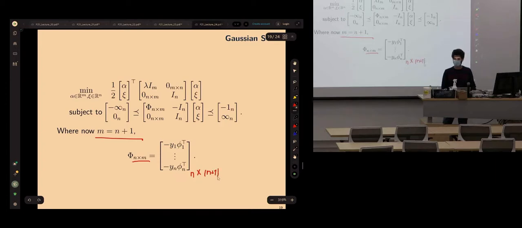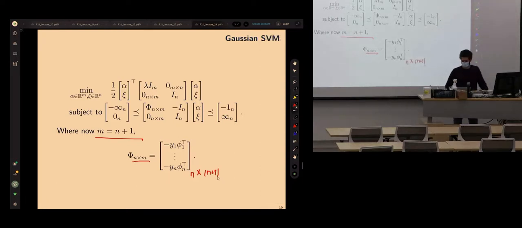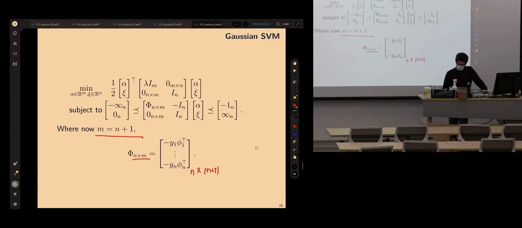I'm very proud of this. I wrote it with mouse instead of pen. So that extra 1 is for the bias. That phi term is just constant. So what do we get? This is called Gaussian SVM. It's nonlinear. Because of that exponential basis, it's not a line anymore.